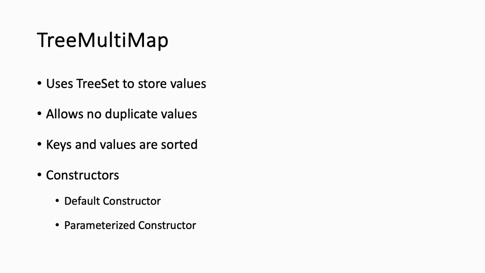The TreeMultiMap is the final implementation of the multimap which we will discuss. Again, the TreeMultiMap class extends the AbstractMultiMap class and implements the MultiMap interface. It uses a tree set to store values and hence does not allow duplicate values. The keys and values can be stored in a sorted order or a custom order which can be provided using a comparator. Again, it provides us with two types of constructors, the default constructor and the parameterized constructor.